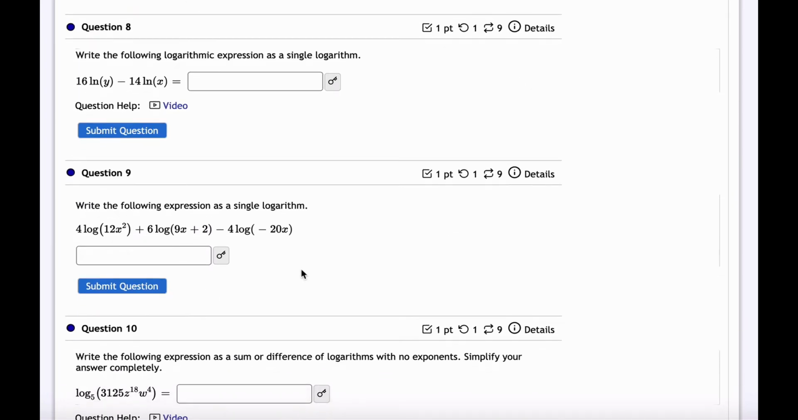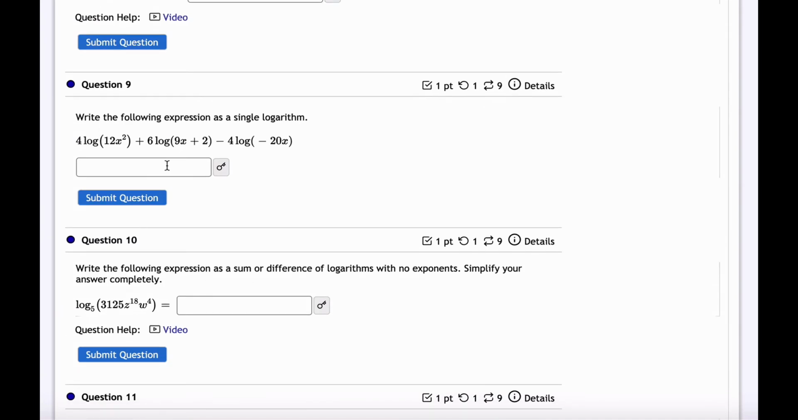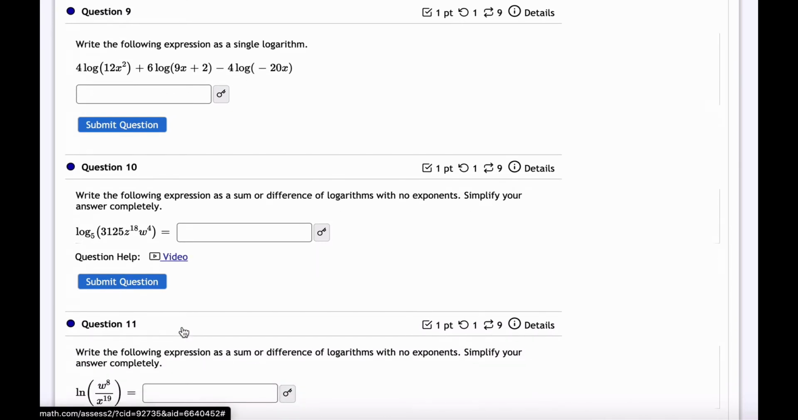Question 9, you can kind of see these getting more and more complicated as we go. We have these exponents here, but we're, again, compressing these all into a single log. In question 10, we turn into a different type of question. Everything that we've done so far has been contracting logs. I think this time we're going to expand them.